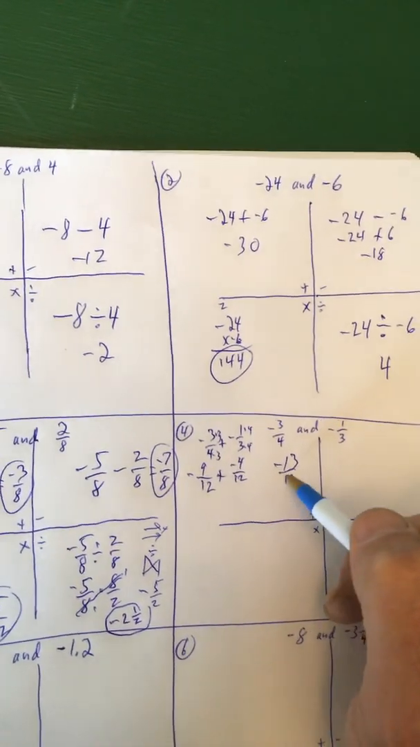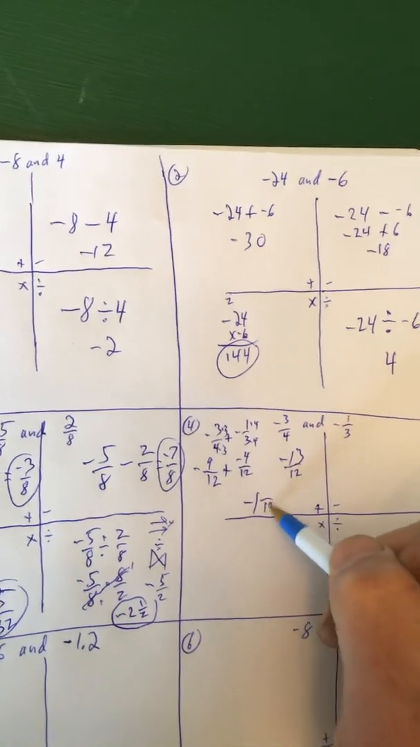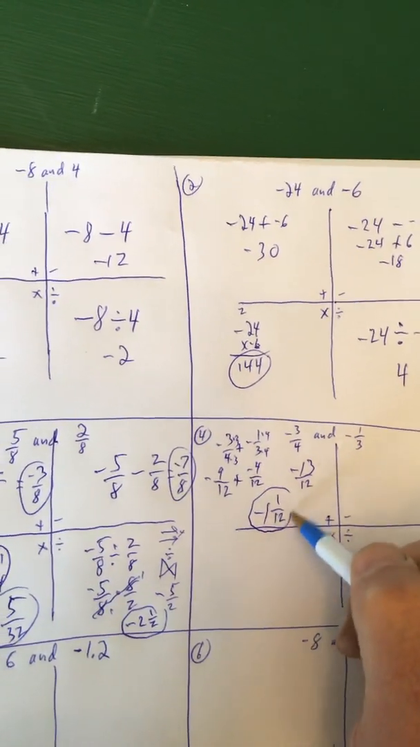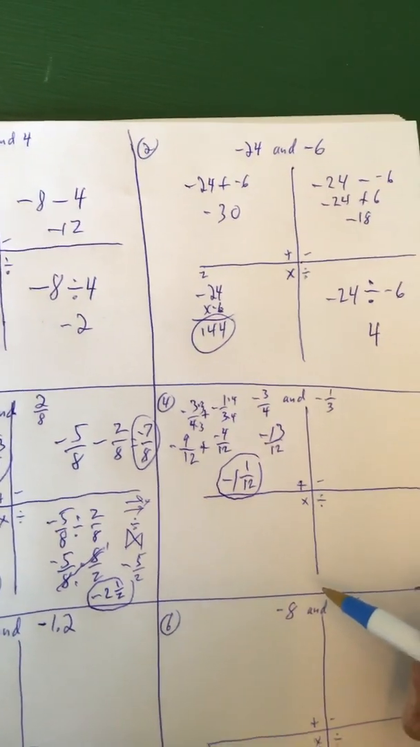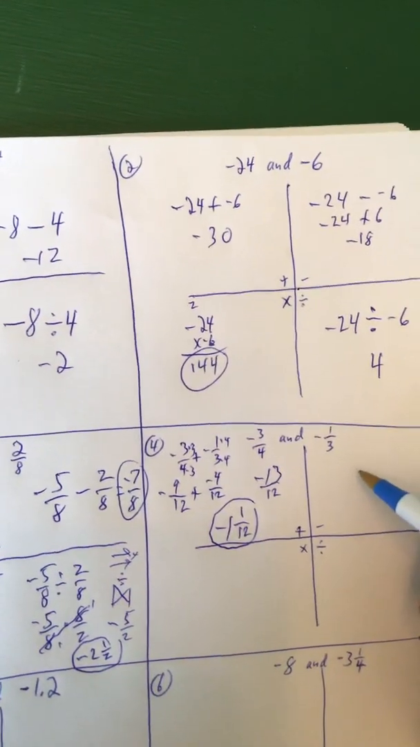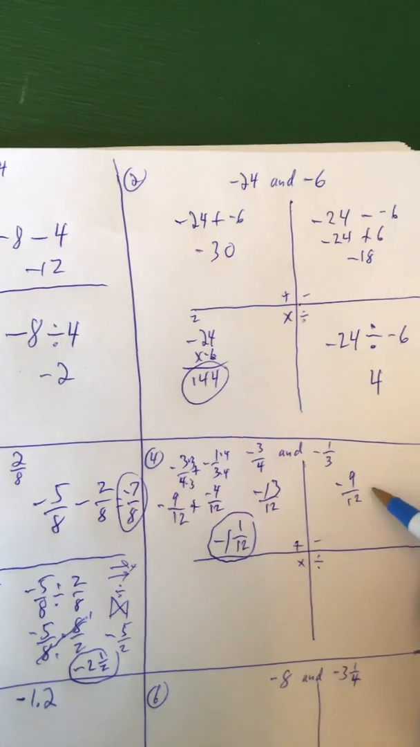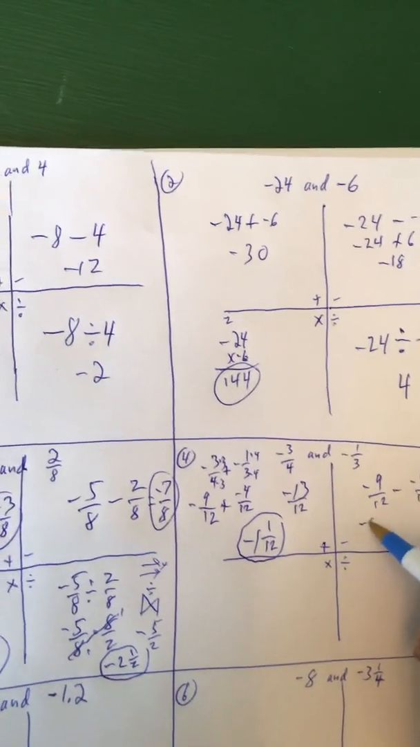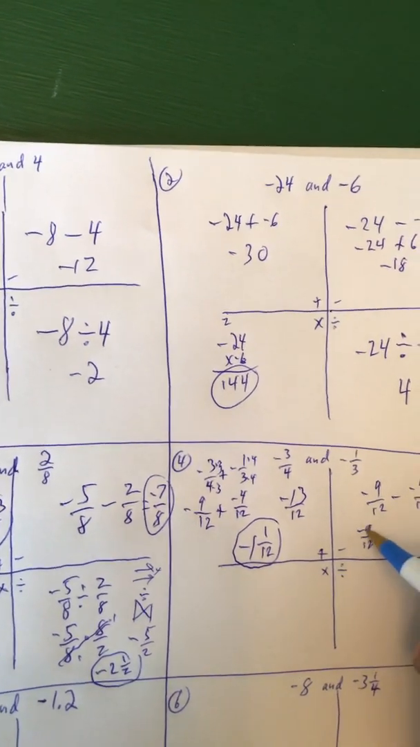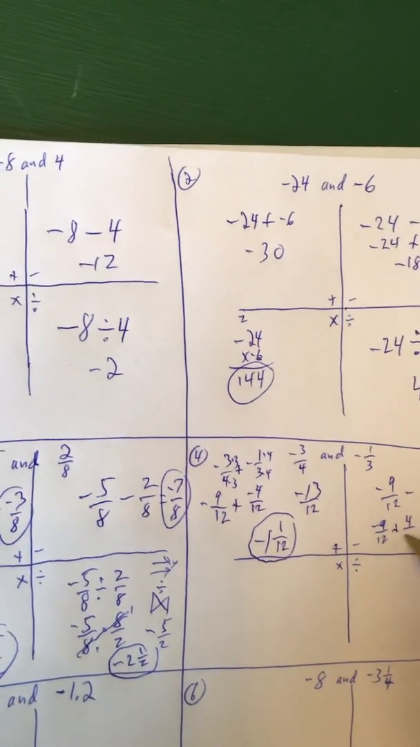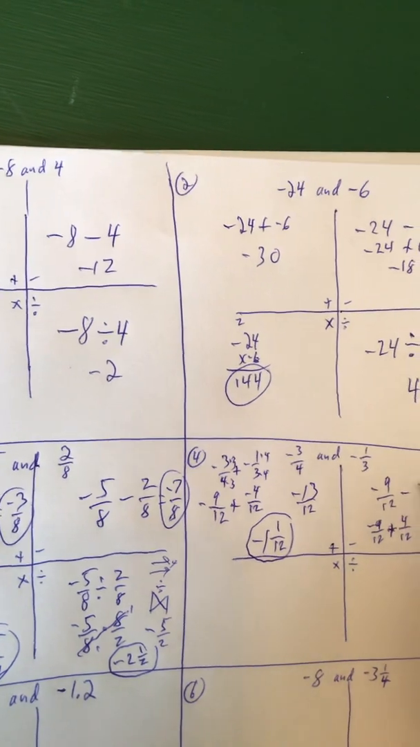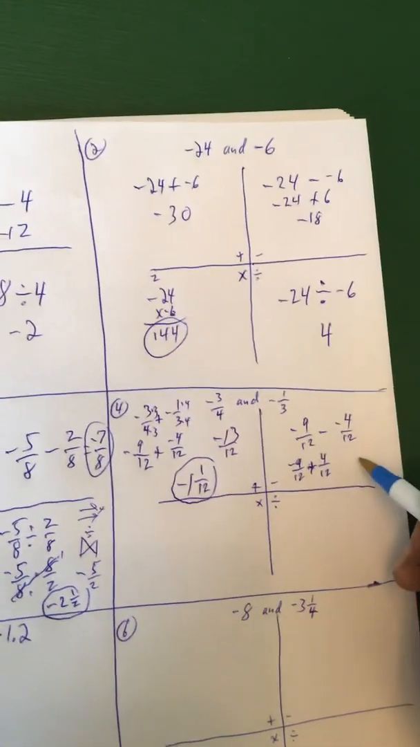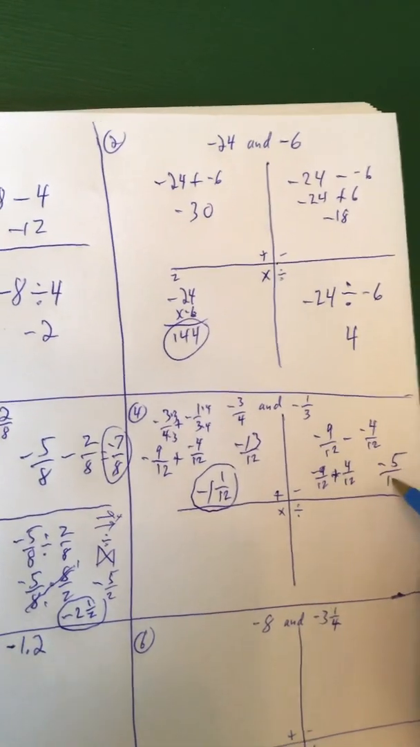And that's going to be a little over negative 1. Negative 1, the 12 stays 12. 12 times 1 is 12, plus 1 is 13. So that's negative 1 and 1/12. I'm not going to start all over. This is just going to be negative 9/12 minus negative 4/12, which is going to be negative 9/12 plus 4/12 because of the double negative. 9 to the left and 4 to the right, you end up at negative 5/12.